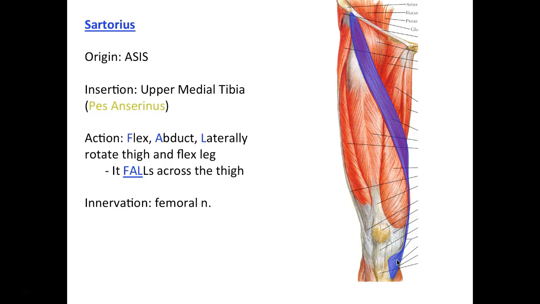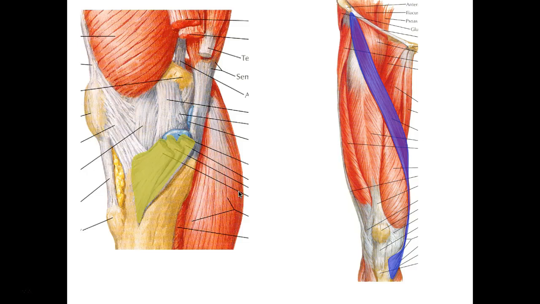And so to memorize the action, I always think this muscle falls across the thigh. And so that would stand for flex, abduct, and laterally rotate the thigh. And I would just have to remember flex leg at that point. And the innervation is femoral nerve. And then this is your pes anserinus. We're going to have three muscles that insert into this location. And what pes anserinus means is goose's foot. So with these three tendons here, it looked like a goose's foot. So this is going to be sartorius. We have gracilis and semitendinosus.